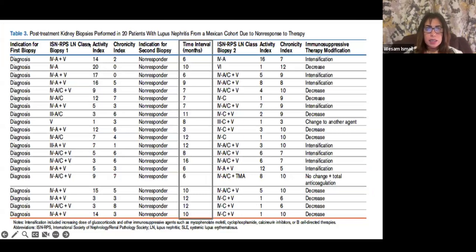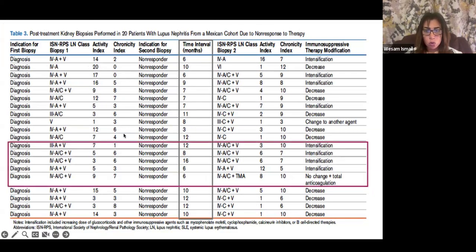These were post-treatment kidney biopsies performed in 20 patients with lupus nephritis from a Mexican cohort due to non-response to therapy. So here they had an indication for the second biopsy because they were non-responders. And it's interesting in this study because I want to show you the change in the classes. This was the ISN/RPS class in biopsy 1, and all of them had class 5. But look here, they were mainly active, and they became active and chronic, and this in a year, 12.